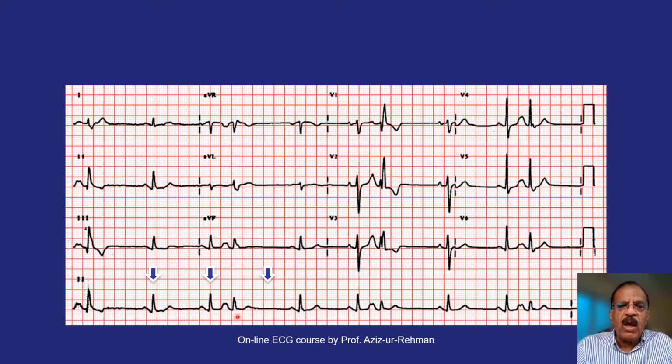It has got more or less the same complex, narrow, and slightly shorter than this, but it is more or less the same morphology, and it is preceded by a P wave which is different. So I think this is also an atrial premature beat. But what about these things? What do you say about this?